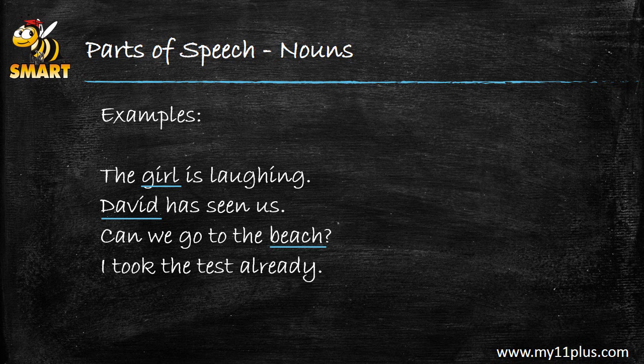I took the test already. Which word is our naming word or our noun in this sentence? If you answered test, then you're correct. Test is our naming word. And the final sentence, I have a headache. Which is our naming word in this sentence? If you answered headache, then you're correct. The word headache is a noun in our sentence. Now, if you look at these sentences, I'm sure you will see that there are different types of nouns. So we're going to look now at the different types of nouns that you will come across.